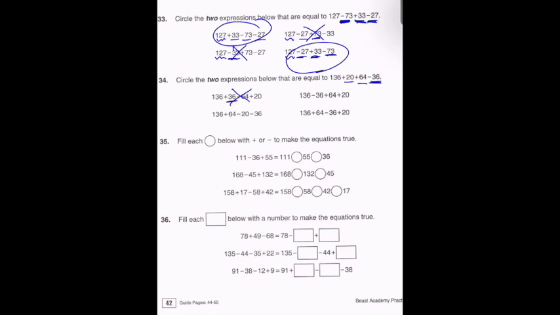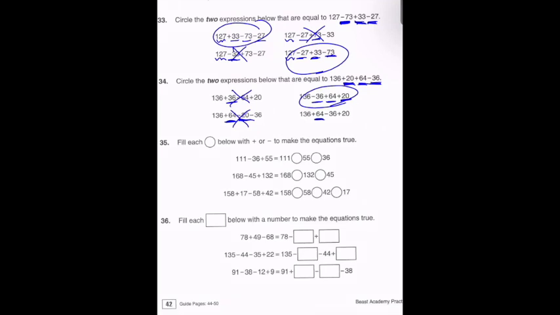And then for our second option, we're subtracting 36 and we're adding 64, adding 20, so this option is going to be correct. And then for the third option, we're adding 64, but then instead of adding 20, we're subtracting 20, so the signs have switched, so this is going to be incorrect. And then for the next option, we're adding 64, subtracting 36, and adding 20, so all signs have been kept, so this expression is going to be correct.